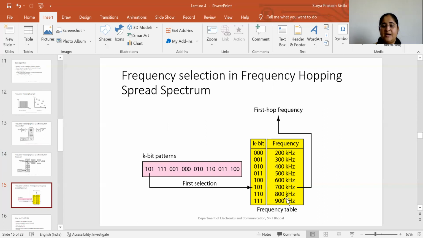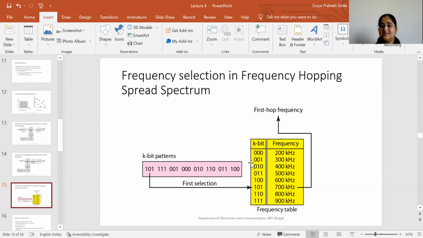111 is mapped to 900. Each bit is provided a frequency, and this frequency allocation is random, and this table is also shared with your receiver side. For example, if you need to transmit 000, then you will choose the frequency 200. You need to transmit 110, then you will choose the frequency 800.